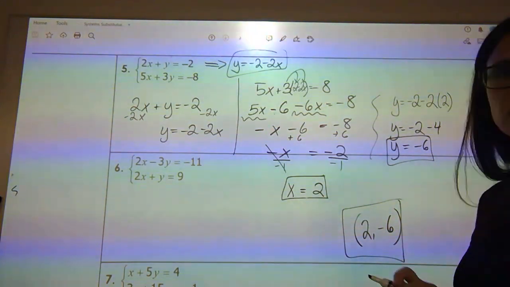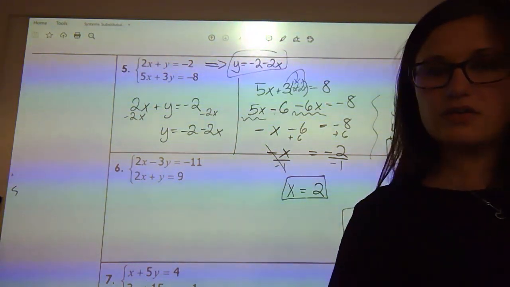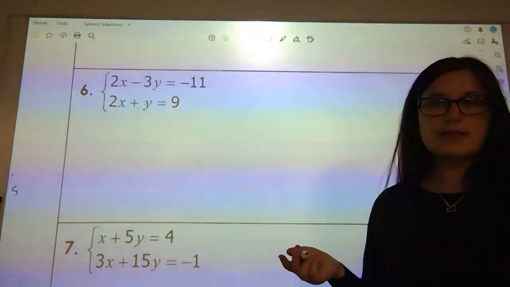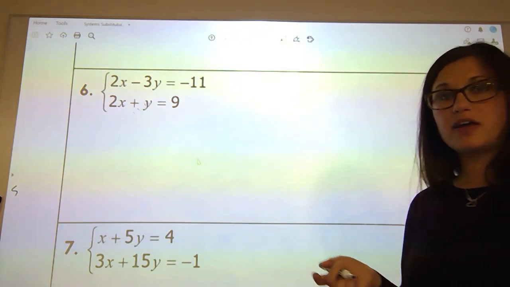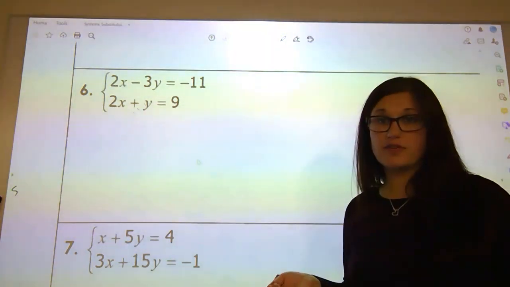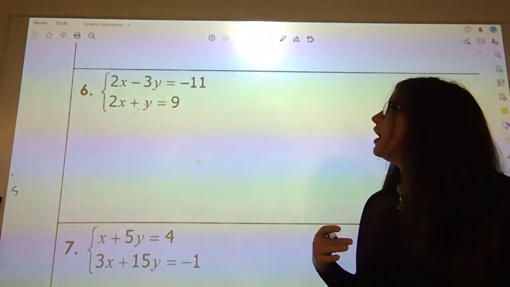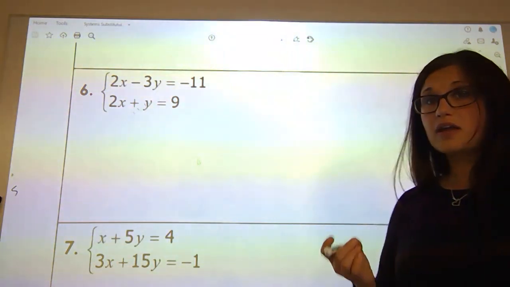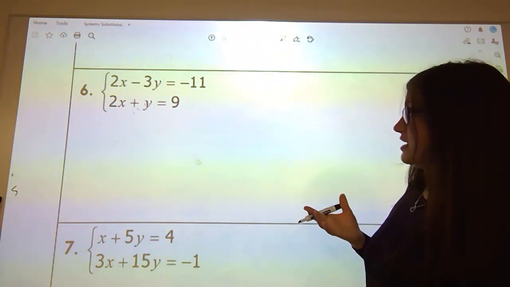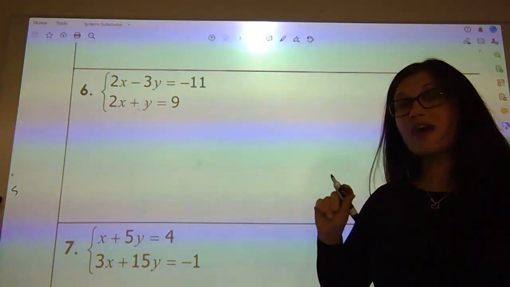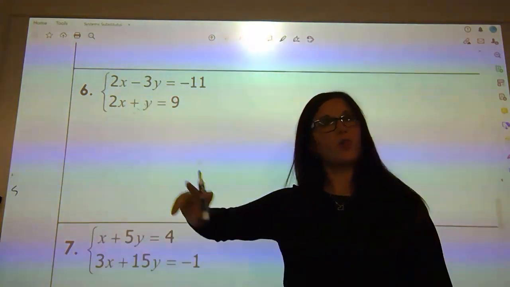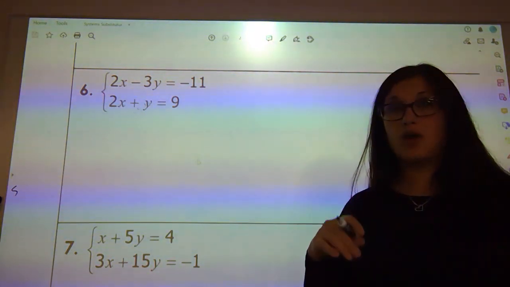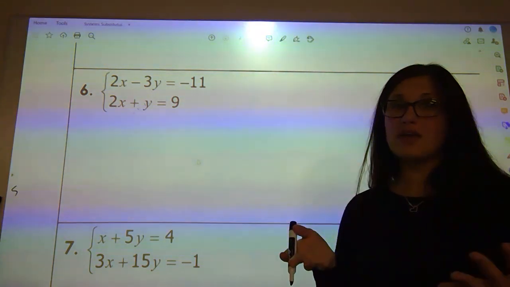All right, let's work out the next one together. Okay, so number 6, we're running into the same issue where one of my equations is not already solved for a variable, so it's our job to do it. I want to pick one that's going to be easy, okay? Can anybody guess which one's going to be easy? It's going to be that y in the second equation, okay? Why is the y so easy? It's because it has a coefficient of 1, okay? I don't need to divide away any coefficients.